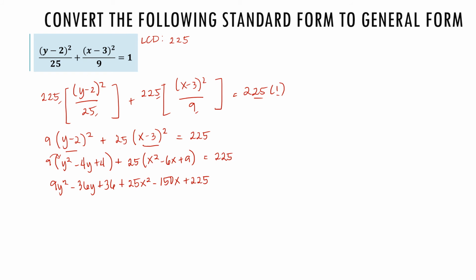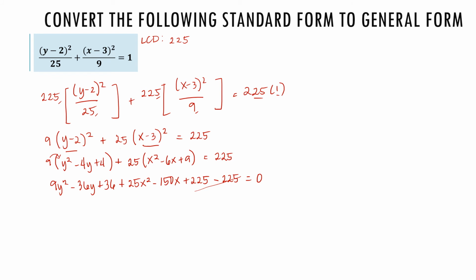And by addition property of equality, we can transpose 225. So this is equal to 0. We can subtract, 225 minus 225. This is 0. So pwede na natin tanggalin. Now, iayos natin yung ating equation.